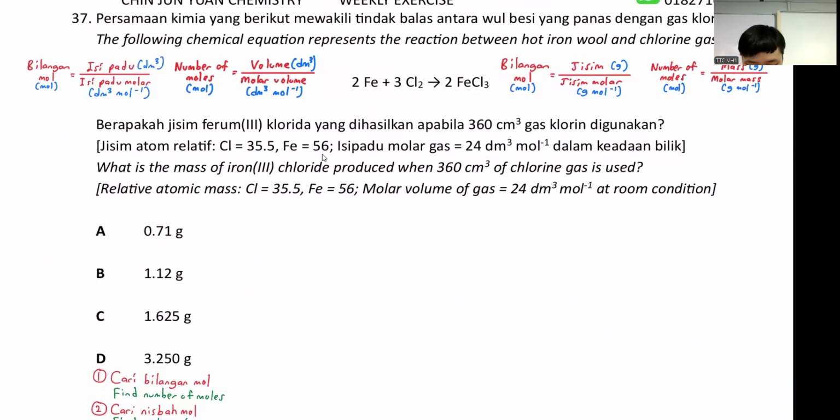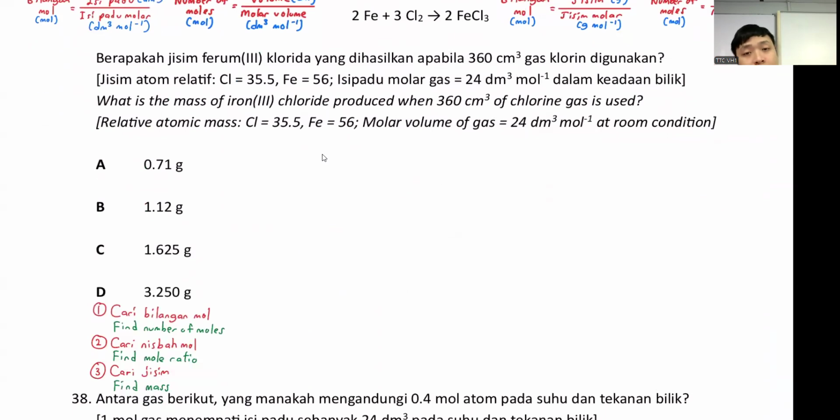Okay, question 37. Same steps, around the same steps. We always spot the information first. So, berapakah gisim ferum(III) klorida? Mass of iron(III) chloride, when you got 360 cm3 of chlorine gas used. Same thing.